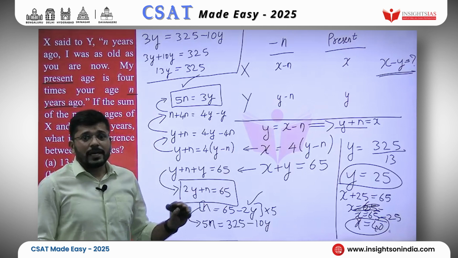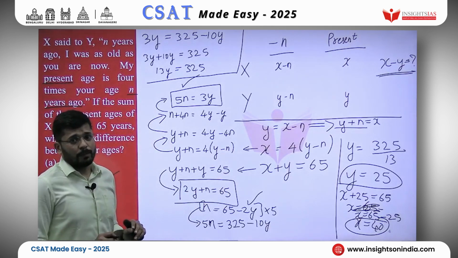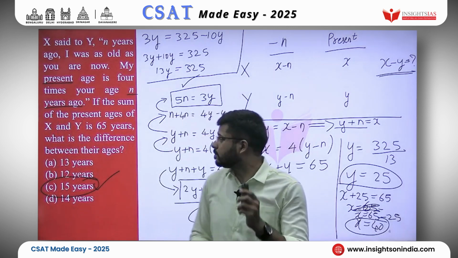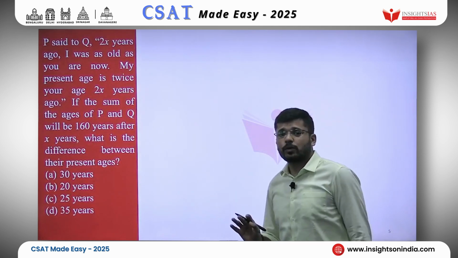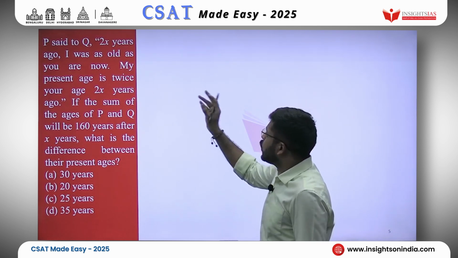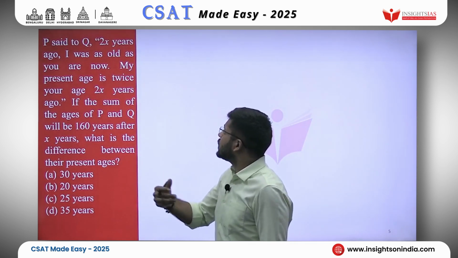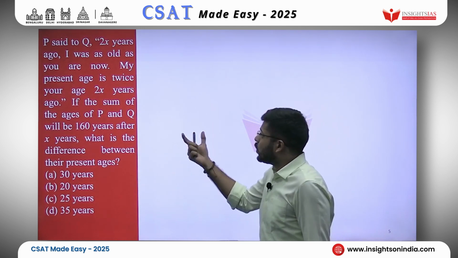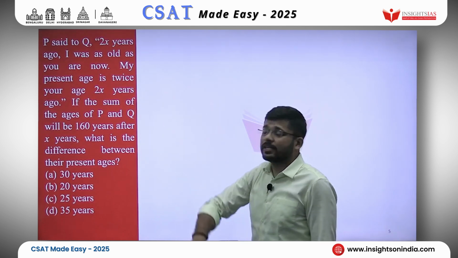This type of question was asked in the 2024 paper. Now we will look at another exam level type question, very similar to the previous one. P said to Q, 2x years ago, I was as old as you are now. My present age is twice your age 2x years ago.